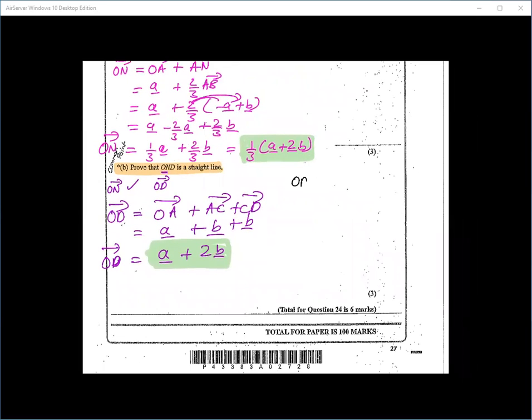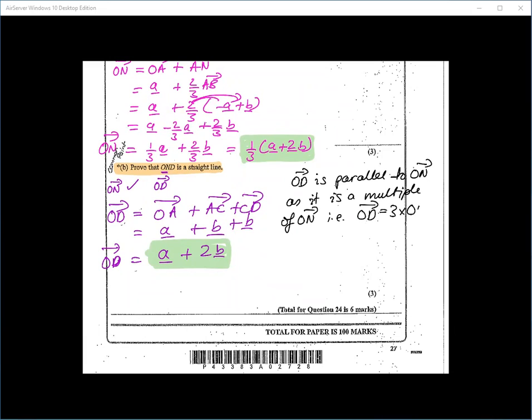So we say O to D is parallel to O to N, as it is a multiple of it, i.e. O to D is 3 times O to N. Is that right? Yeah. So the bottom one is triple the size of the top one. The top one is a third of the vector. The bottom one is the full vector. So that's the parallel part.